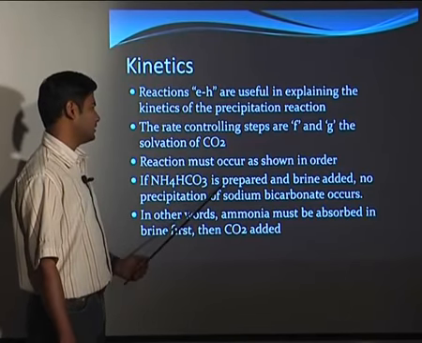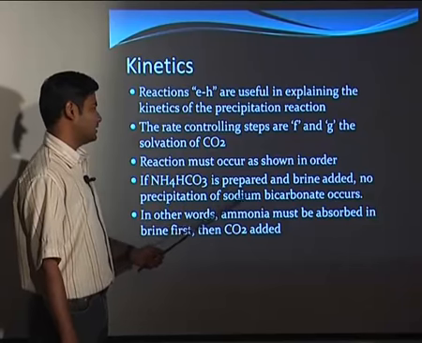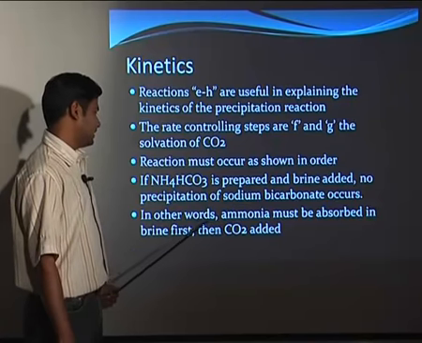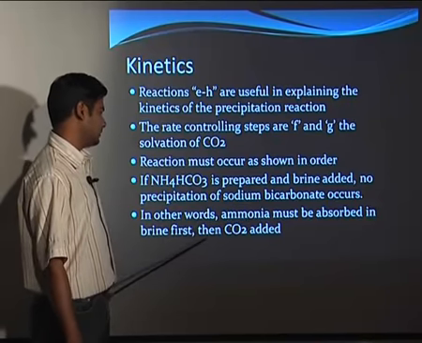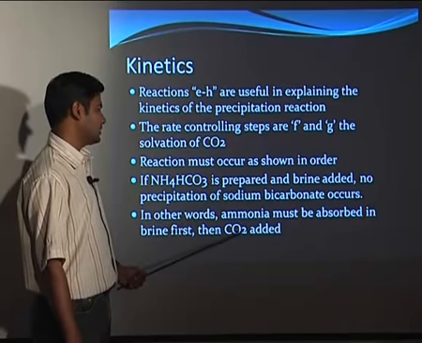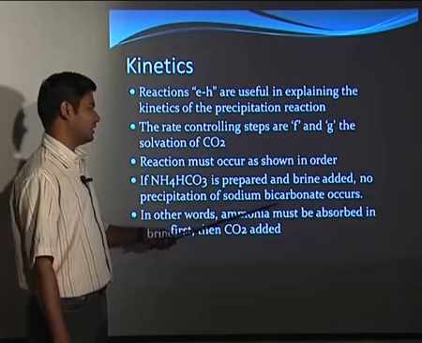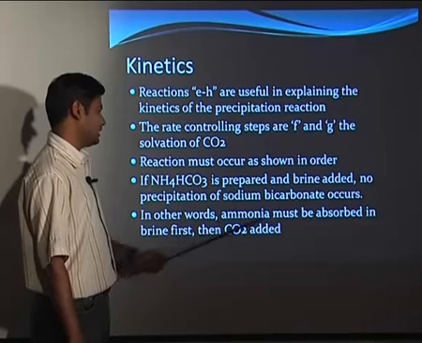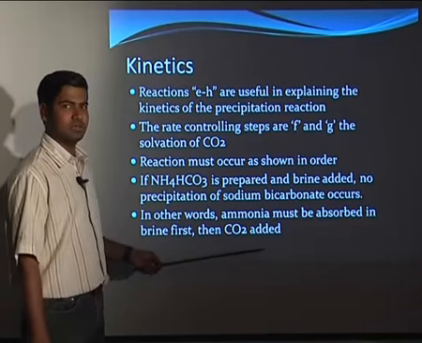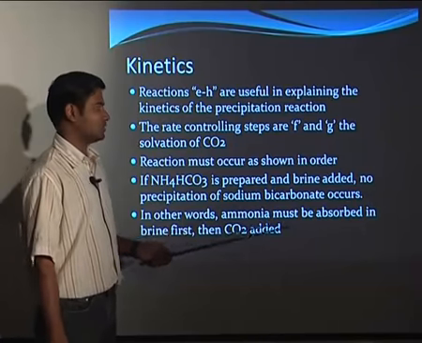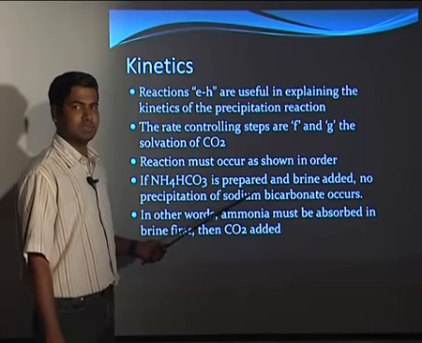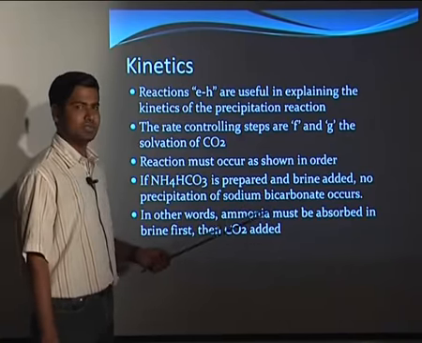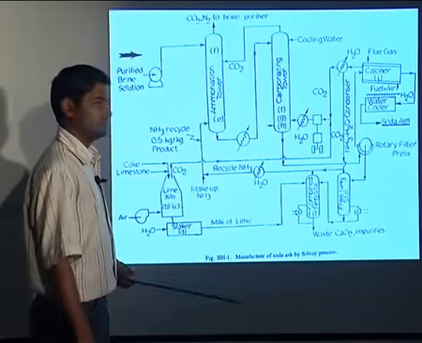Then NH4HCO3, that is ammonium bicarbonate, is prepared and brine added. No precipitation of sodium bicarbonate occurs. In other words, ammonia must be absorbed in the brine first, then CO2 added. So this is the crucial step. If we do otherwise, we will not get the sodium bicarbonate and in turn will not get the product. So we have to ensure that the ammonia is absorbed in the brine first and then CO2 is added, and only then we get the soda ash. We have to take care of this while producing soda ash, and this becomes the major engineering problem: to handle ammonia as a solution to dissolve in the brine solution.